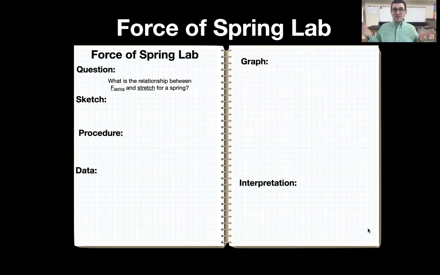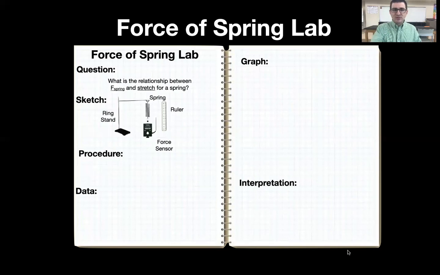So in order to investigate this relationship, we're just going to need a couple things. We're going to need a ring stand to hold the spring up, just so it's not laying down on the table. We're going to need a spring. We're going to need a force sensor so that we can pull down on the spring to see how much the spring has to pull back up. Because if the spring stays stationary, then we know that the forces have to be balanced. And then we're going to need a ruler to look at the stretch.